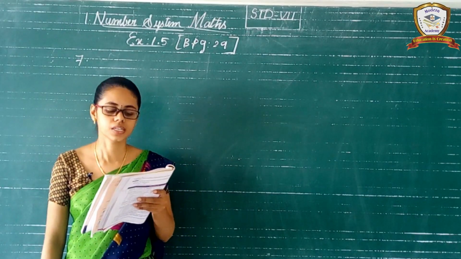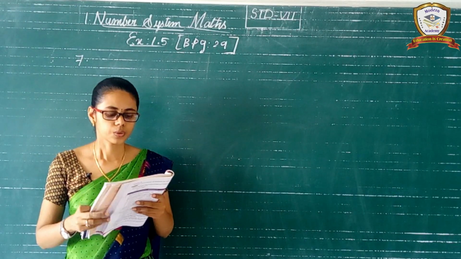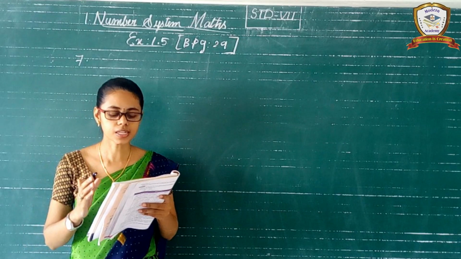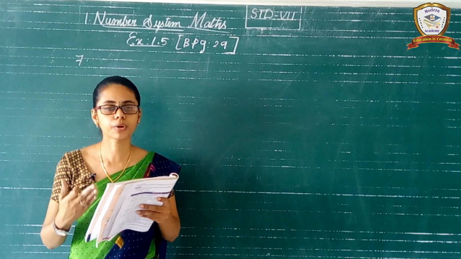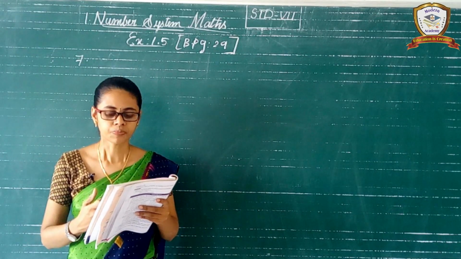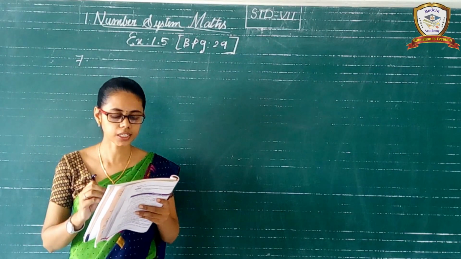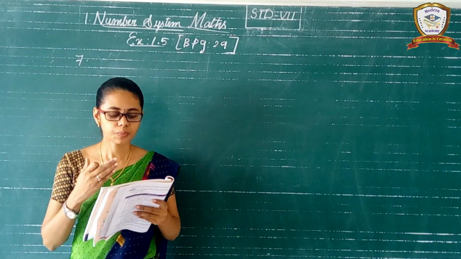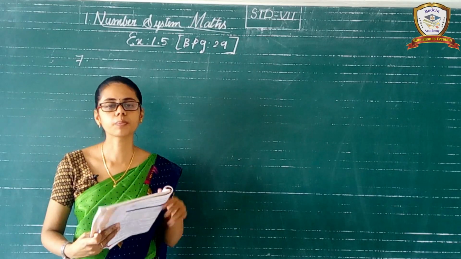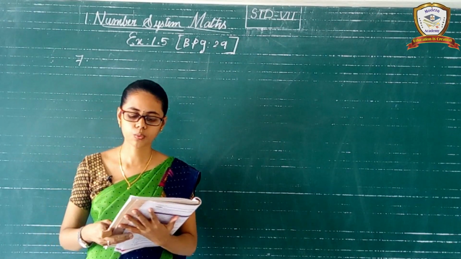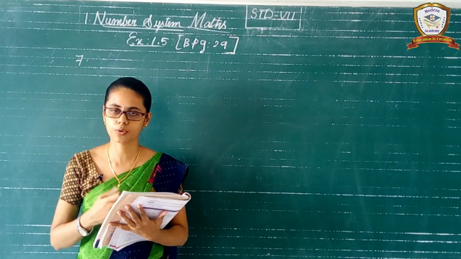Kamachi, a fruit vendor, sells 30 apples and 50 pomegranates. If she makes a profit of rupees 8 per apple and a loss of rupees 5 per pomegranate, what will be her overall profit or loss? We need to find the overall profit or loss.